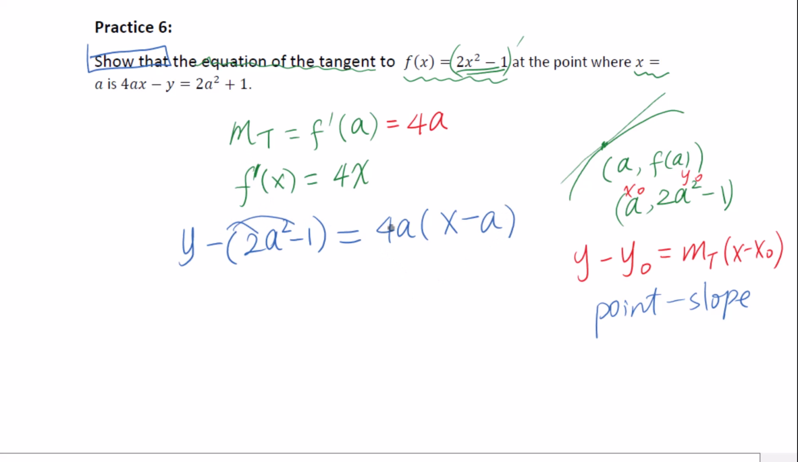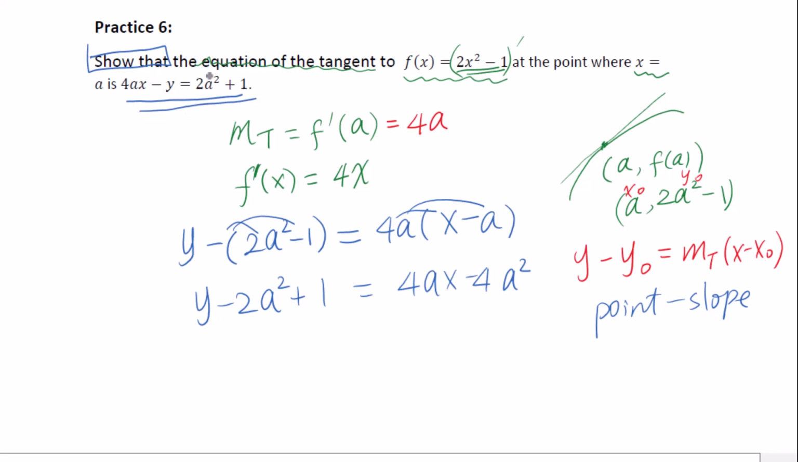First of all, definitely we need to do the distributive property. Y minus 2a squared plus 1 equals 4ax minus 4a squared. We need to show that this is the equation of a tangent line. Basically, you need to change your equation of a tangent line into this form. You could say 4ax and y on the left side. The other items will be on the right side.